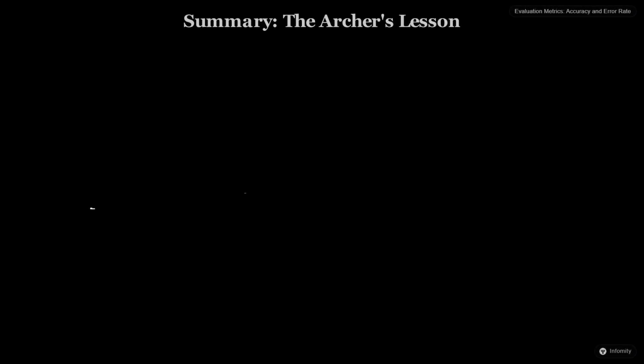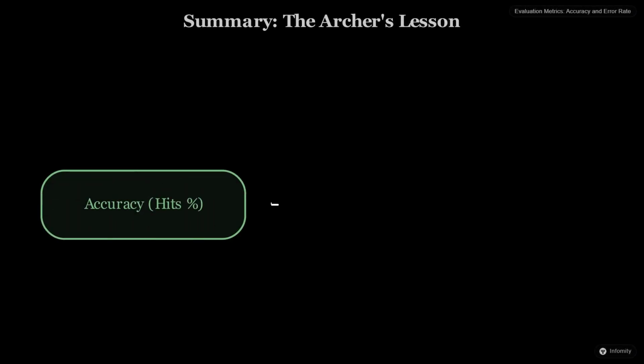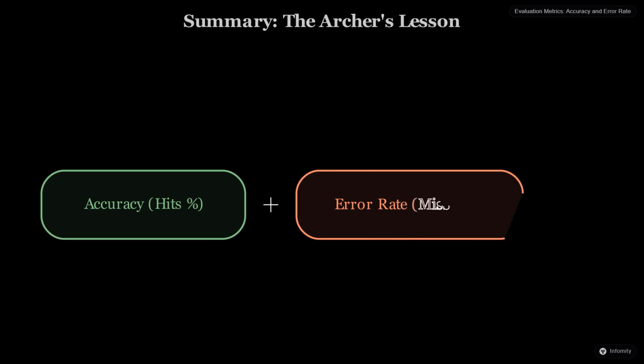To wrap up, evaluation metrics are the vital scorecards of machine learning. Accuracy measures our hits, and error rate measures our misses. They are simple, powerful, and essential for understanding if our model is actually improving. However, always remember the lesson of the blind archer: a high score is only meaningful if the game is fair.